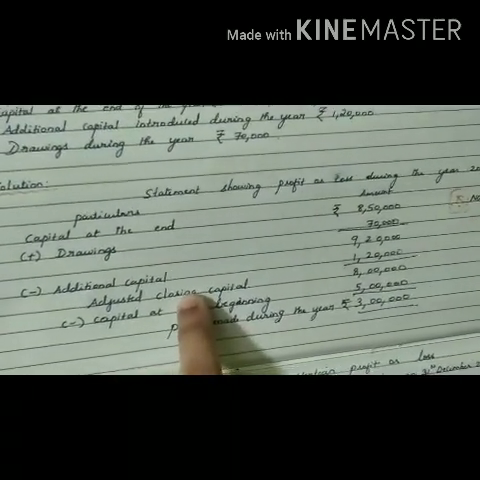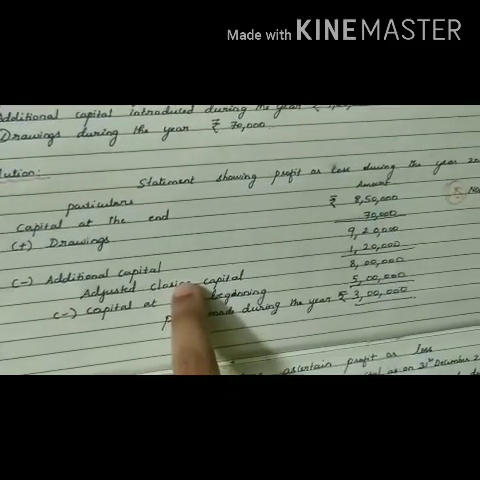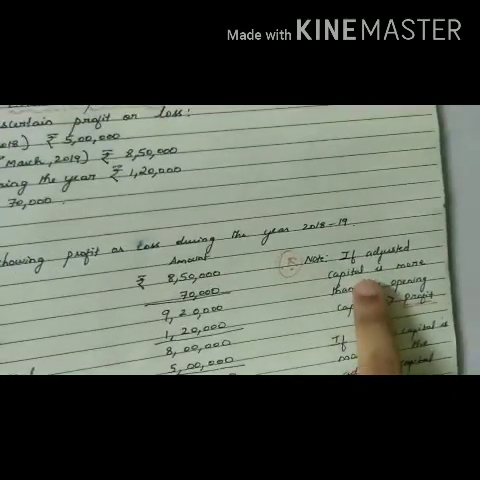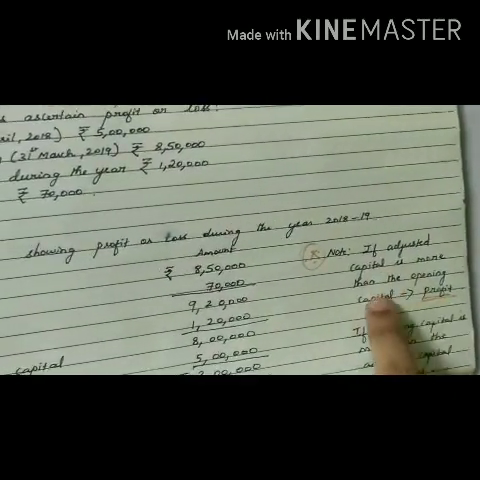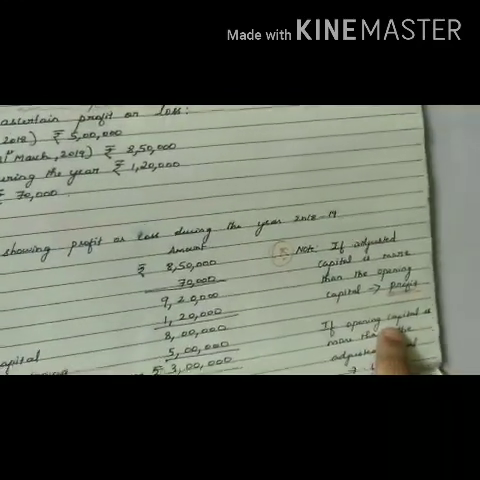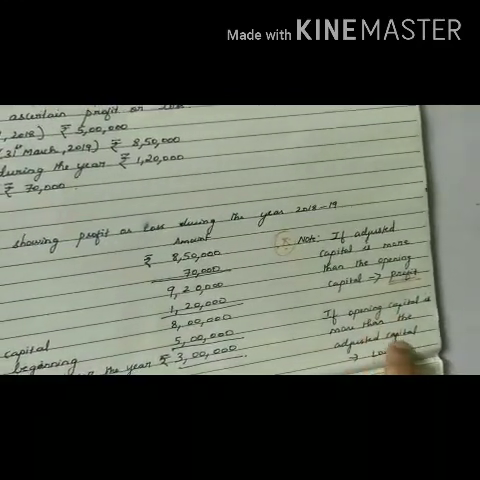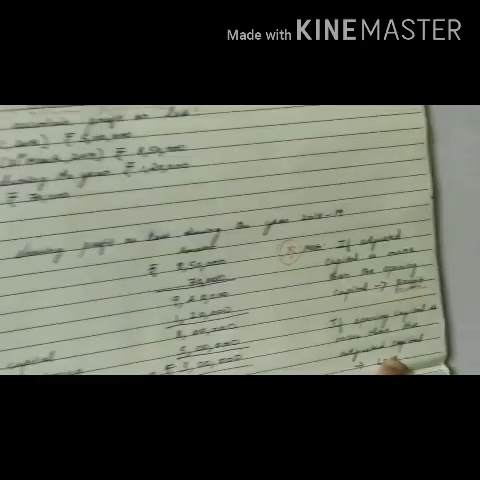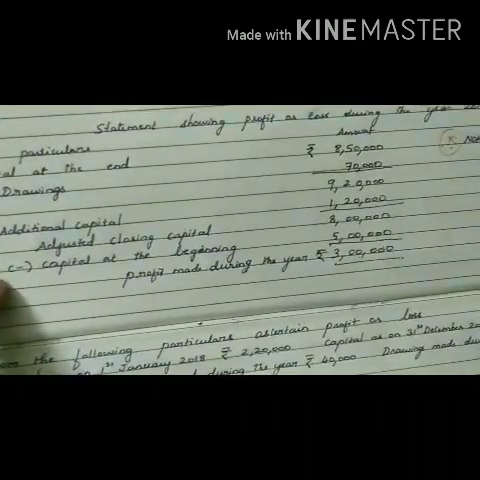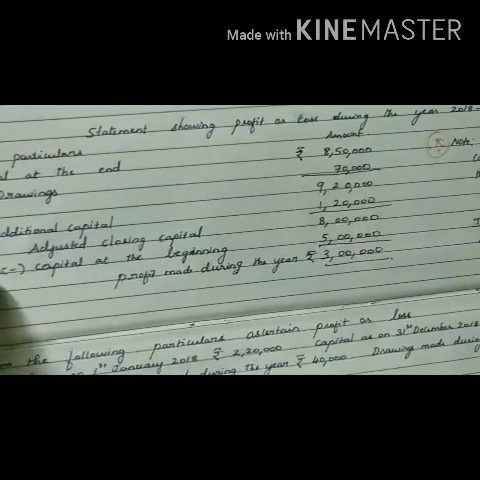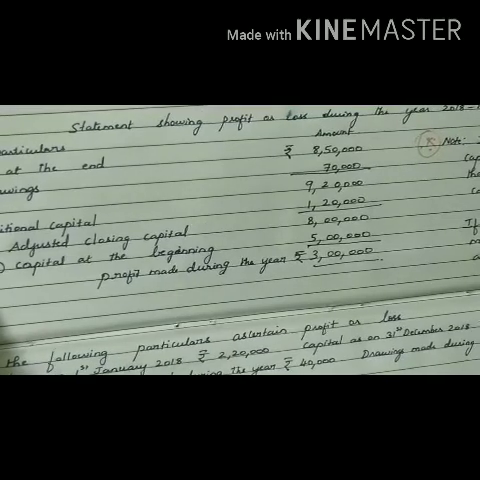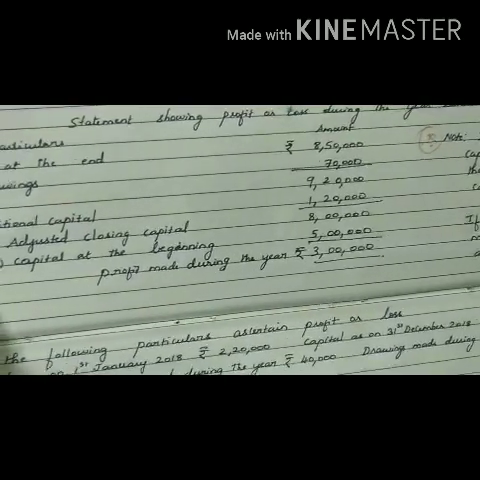You have to compare this adjusted closing capital and the capital at the beginning. If adjusted capital is more than the opening capital, you get profit. If the opening capital is more than the adjusted capital, you incur loss. So coming back to the problem, adjusted capital is more and the capital at the beginning is less. So the difference, 3 lakhs, will be your profit made during the year.